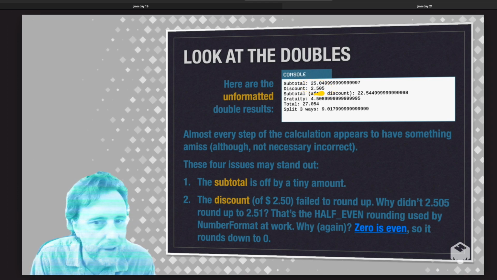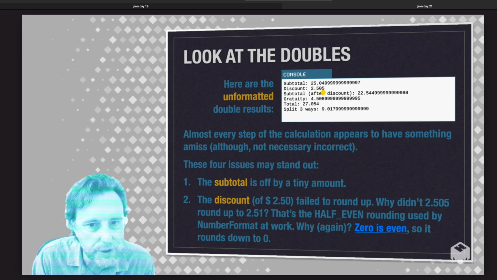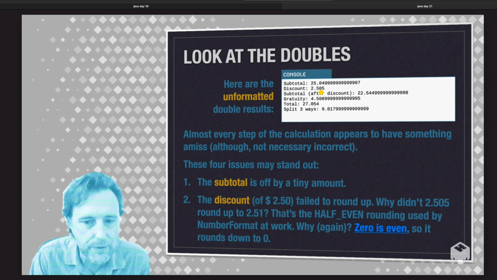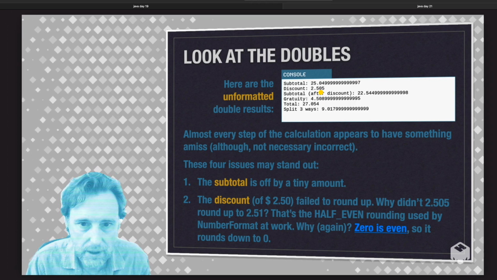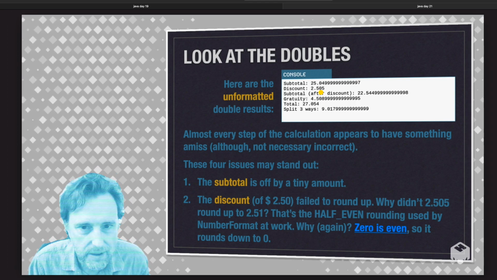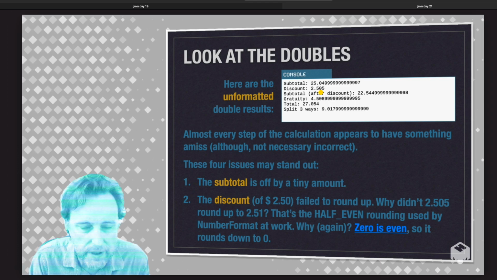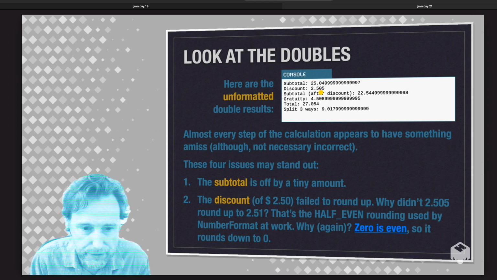So 2.505, you have to decide, do I round up to 2.51 or down to 2.50? And half-even would round down to 0. 0 is even, you might remember. 1 is odd. So it won't round up because that would be 2.51 and 1 is odd. Half-even will round down to 2.50.